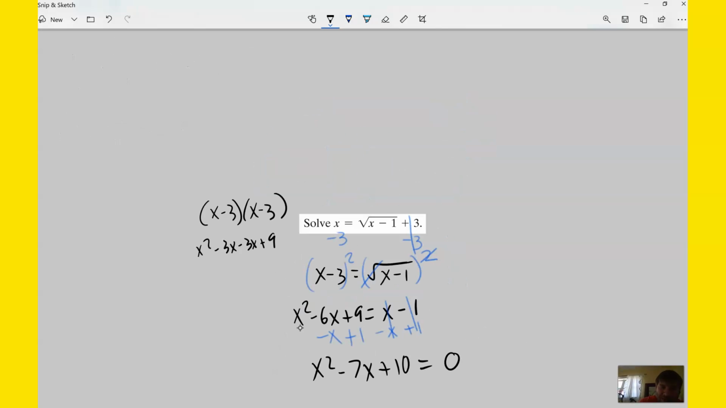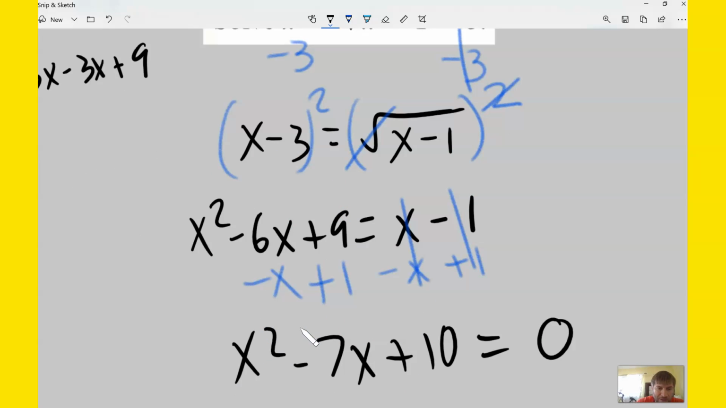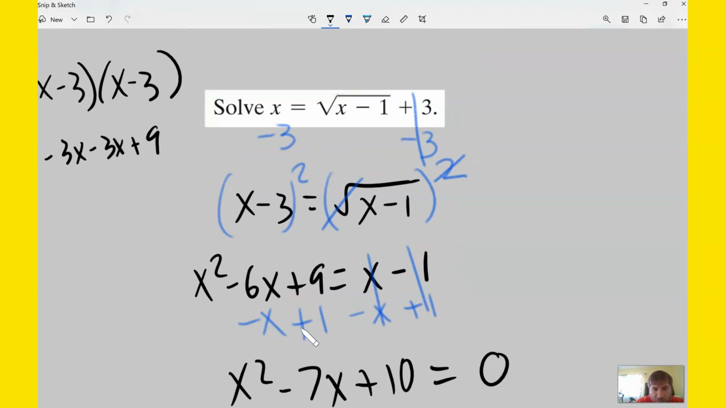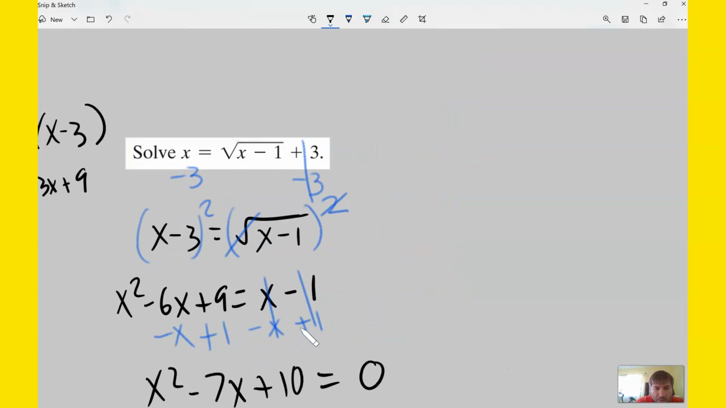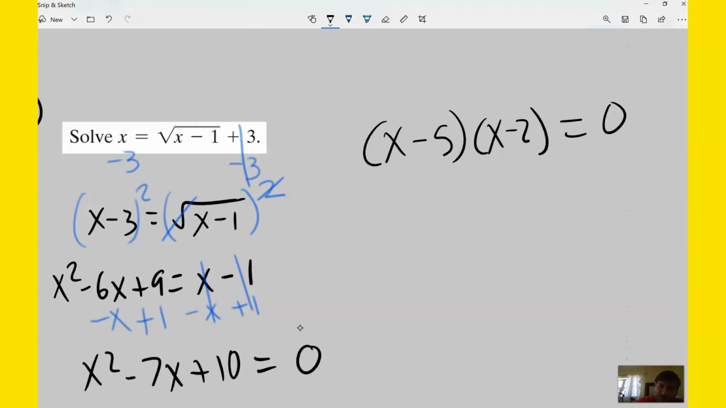And then if I can factor, I would like to see if I can. And if I can, then I will. If I can't factor, then I will have to do the quadratic formula. But I believe I can factor this. I'm going to factor it over here. That's going to factor as x minus 5, x minus 2. Right? Negative 5 times negative 2 is 10. Negative 5 plus negative 2 is negative 7. And then I solve both of these by setting both of them equal to 0, and I will get positive 5 and positive 2 when I solve them.